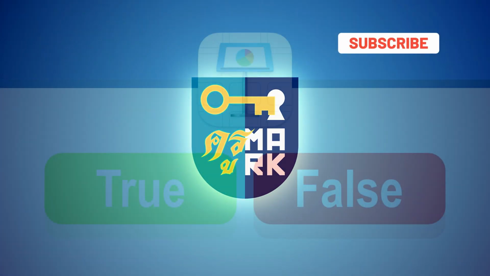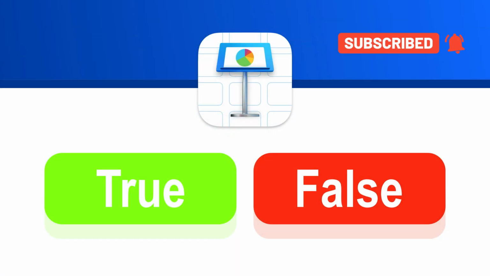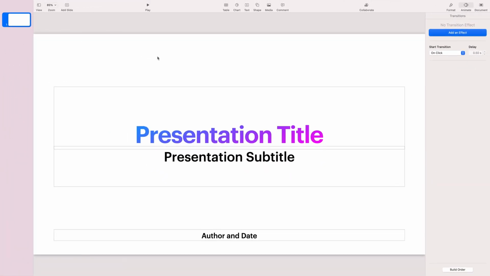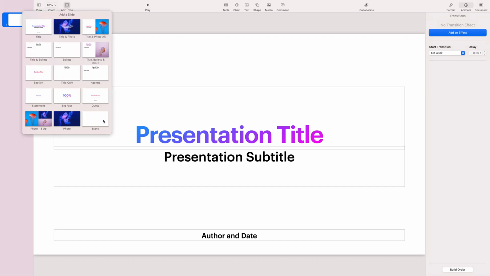Today I'm going to show you how to create this true or false slide using Apple Keynote. The plan is to have a slide with true or false buttons, and then the wrong answer will disappear and the correct answer will move to the center of the screen.